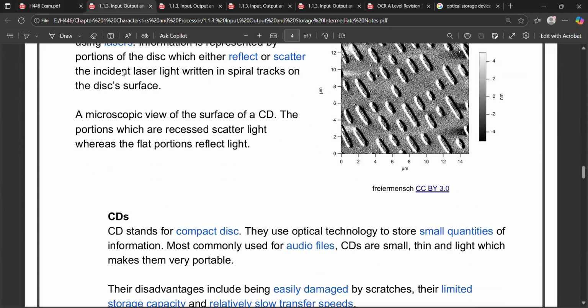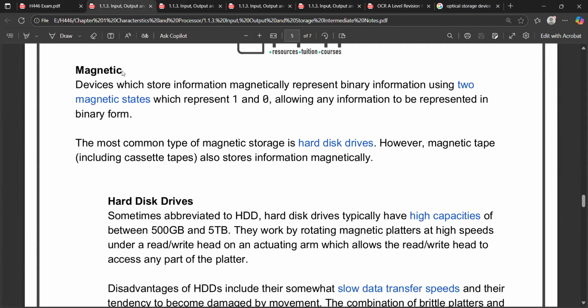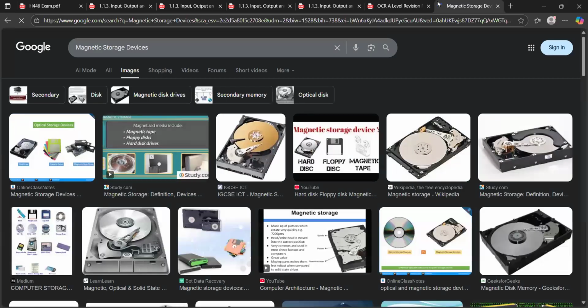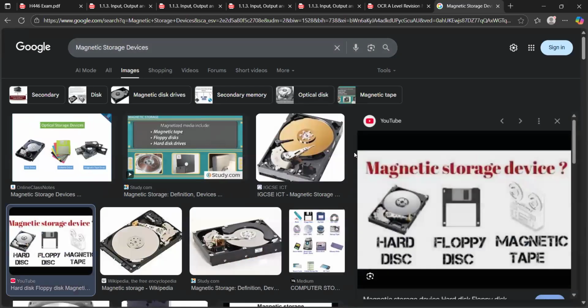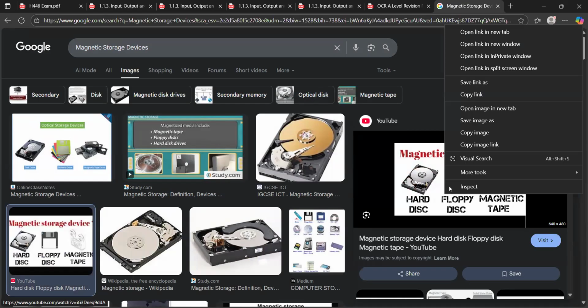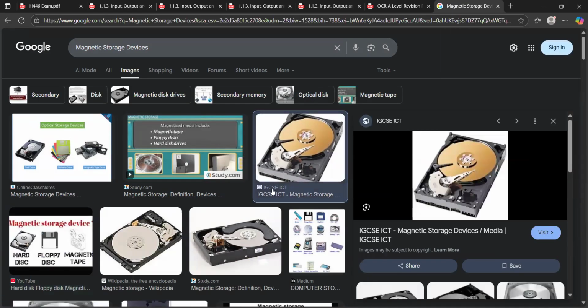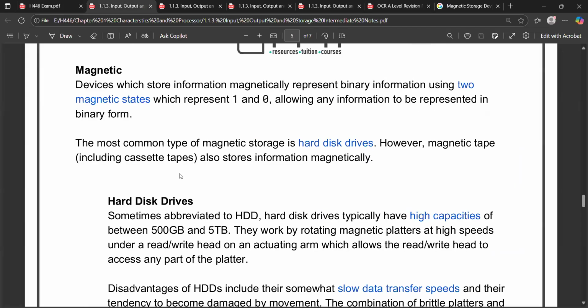Do you know about magnetic storage devices? They allow any information to be represented in binary form. Here are the magnetic storage devices. See, you have the hard disk, the floppy disk, and the magnetic tape. These types of devices are known as magnetic devices, so that you can read, write and work with them.